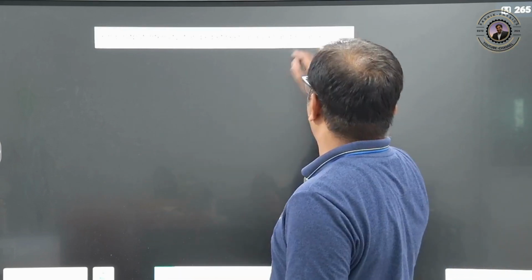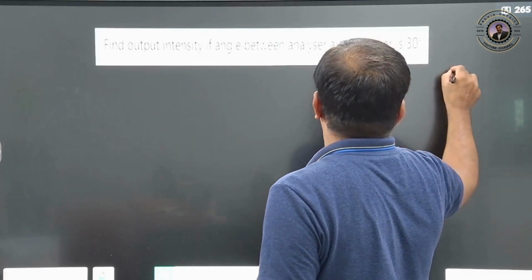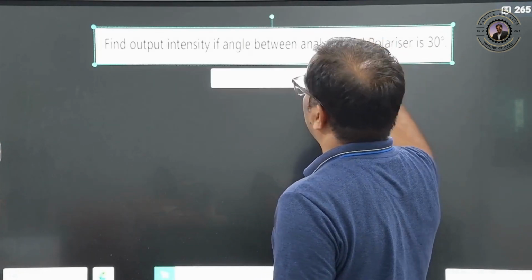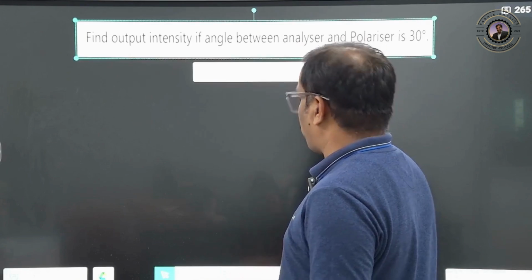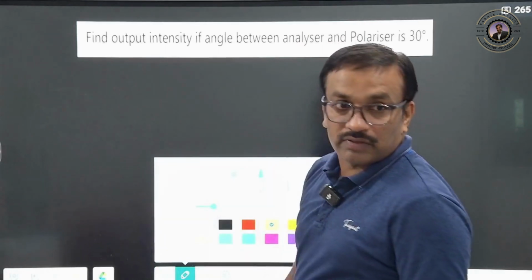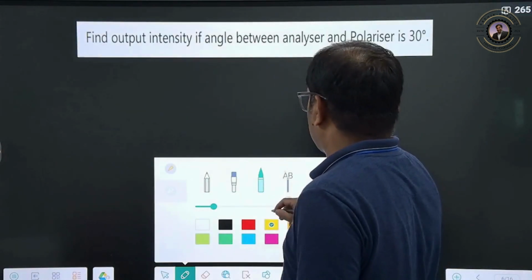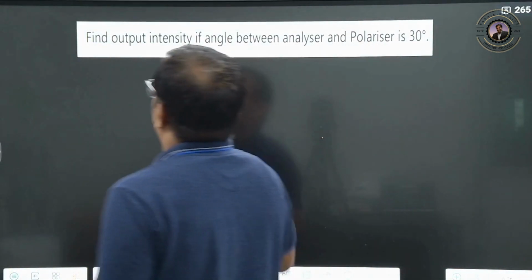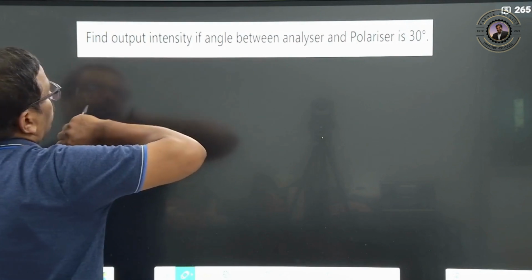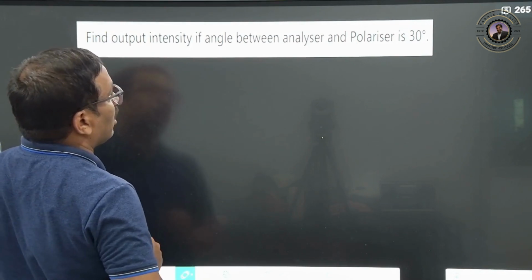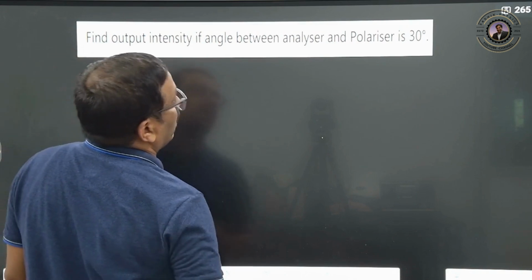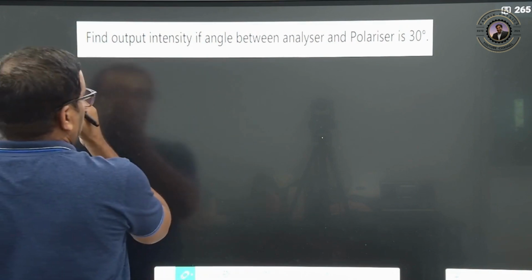Find the output intensity. I think it is visible. If it is not visible, just concentrate on my words. Find the output intensity if the angle between the analyzer and polarizer is 30 degrees.